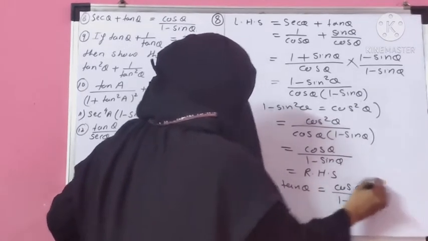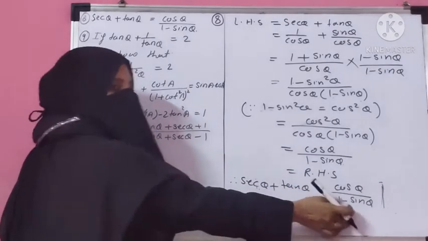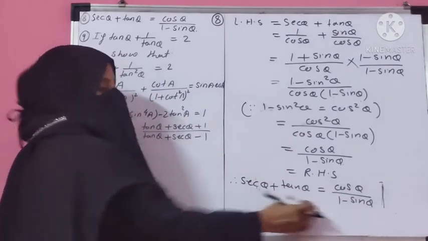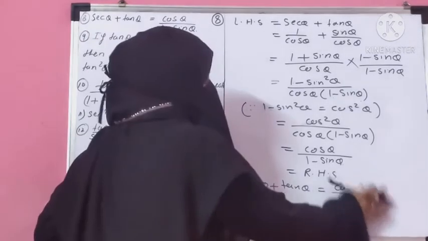It's necessary to write this step. When you prove the left hand side part is equal to the right hand side part, it's compulsory to write this step: left hand side part is equal to right hand side part.